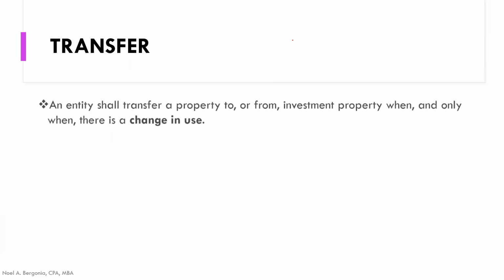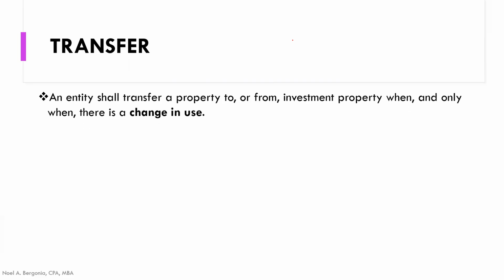So when can we say that there is a transfer of property to or from investment property? Under IAS 40, there would be a transfer of property to or from investment property when and only when there is a change in use. So that's the reason why we are transferring to or from investment property. It simply changed its use. Okay, so its purpose is different, that's why we also change the classification. Later, we will go through them one by one.